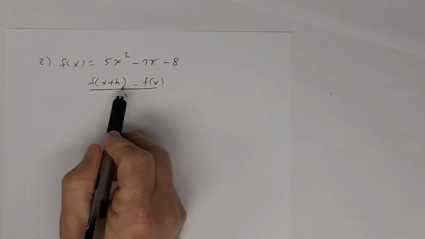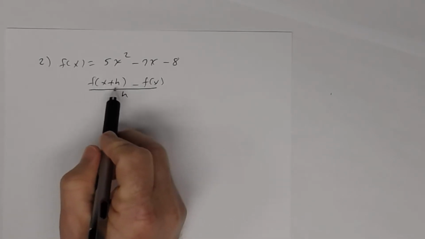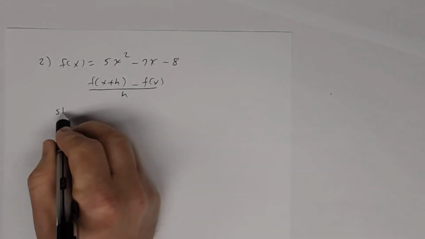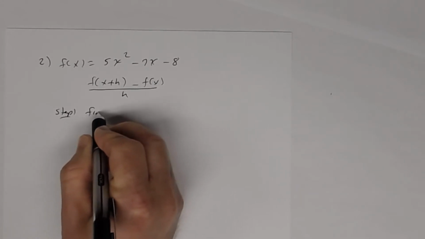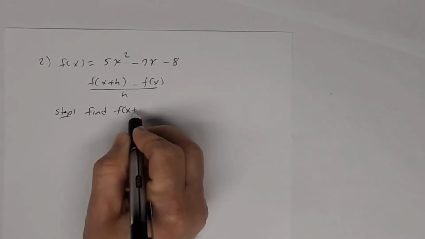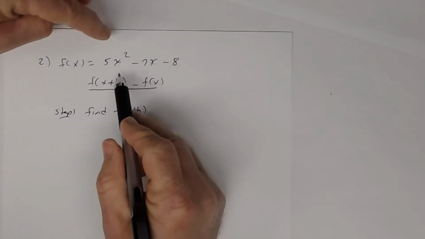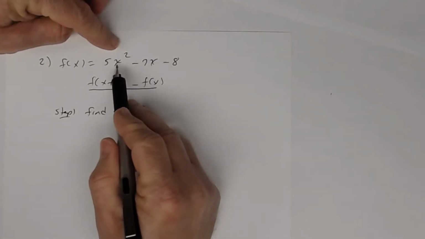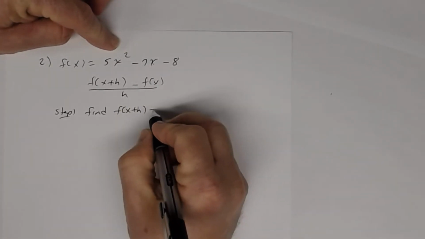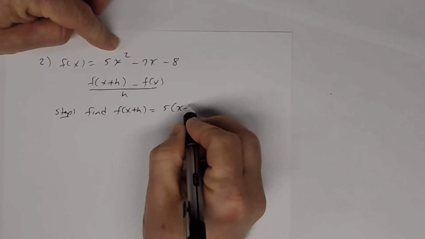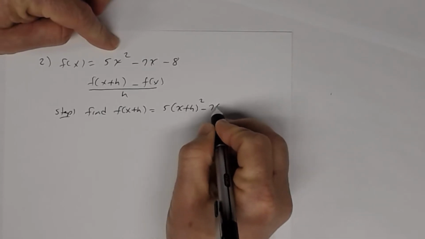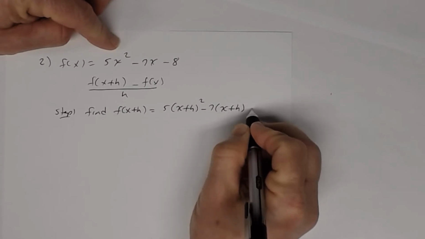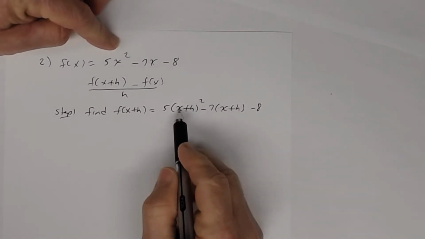So if you do it in steps, step 1 is to find this first part that's in the numerator. So step 1, find f of x plus h. So I'll go to my function f, and wherever I see the variable, I see it twice, I'm going to substitute x plus h. So I get 5 times x plus h squared minus 7 times x plus h minus 8. Then I've got to get rid of those parentheses.